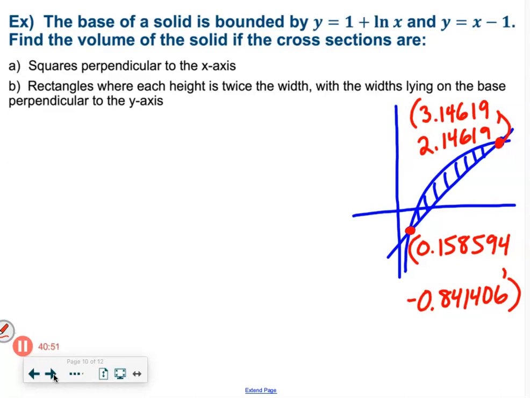Part 1 might be find the area. Part 2 might be find the volume if you rotate that about the line y equals 5. Part 3 might be find the volume if you rotate that around x equals 10. Part 4 might be find the volume if the cross sections perpendicular to the x-axis are squares. Part 6 might be find the volume if the cross sections perpendicular to the y-axis are semicircles. So we could give you one shape and do a whole bunch of different problems with it.